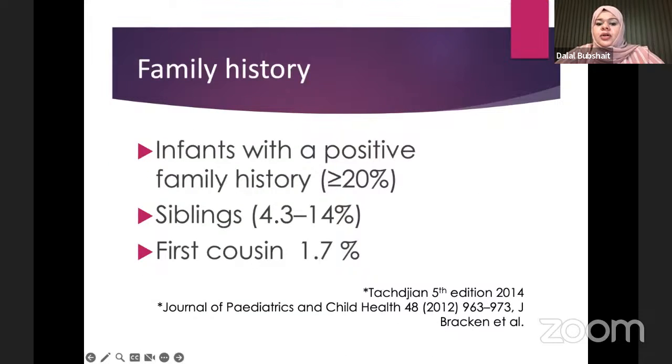Family history is a strong association because anybody with a positive family history of a first degree will increase the risk by 20%. Then you will add the percentage of having a sibling plus a parent, or a first cousin with a parent. A sibling will increase that up to 4% and a first cousin around 2%.